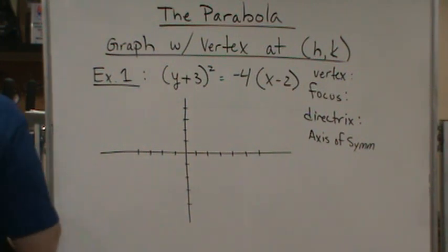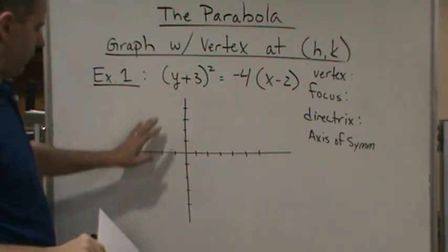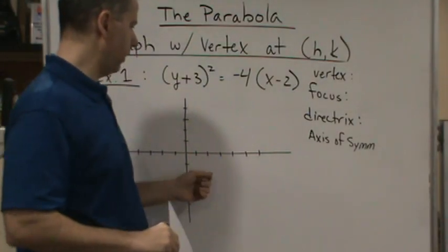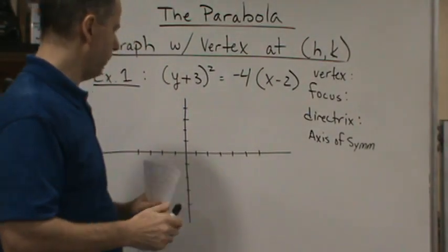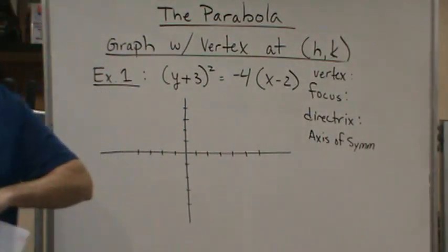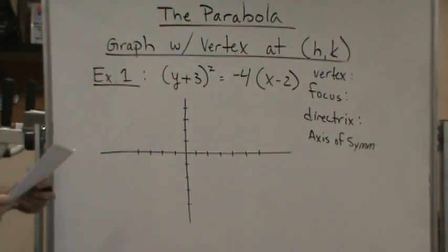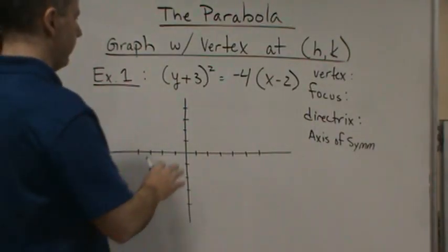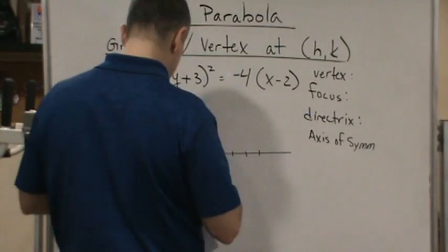All right, let's look at this example here. I already have a graph, my grid here, and I've got some things that we're going to fill out. They're going to ask us for some information. We're given this equation of a parabola.